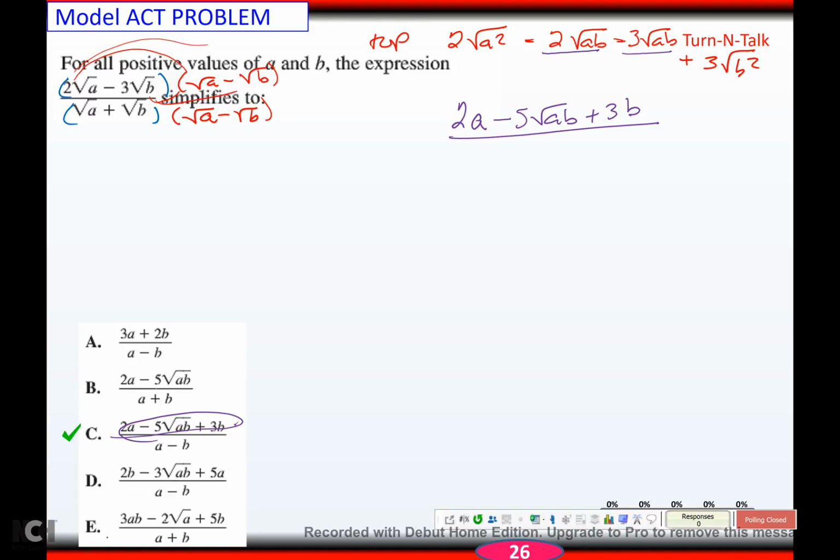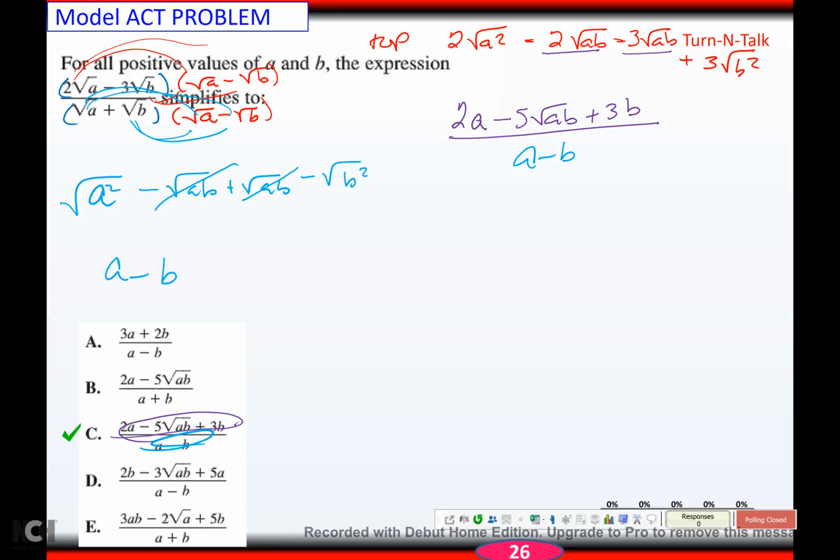But on bottom, if we simplified, we'd say the square root of A times the square root of A is square root of A squared, which is just A. Square root of A times the negative square root of B is a negative square root of AB. Positive square root of B times A is a positive square root of AB. And a positive square root of B times the negative square root of B is a negative square root of B squared. Well, again, those canceled out. Square root of A squared is A. Square root of B squared is B. Right? So my bottom turns into A minus B. No more radicals.